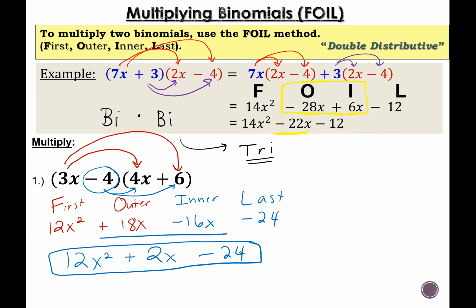So this is called FOIL. You're going to hear me say FOIL quite a bit in this course. I'll say just FOIL it, or make sure you FOIL those. What I mean is this process, okay?